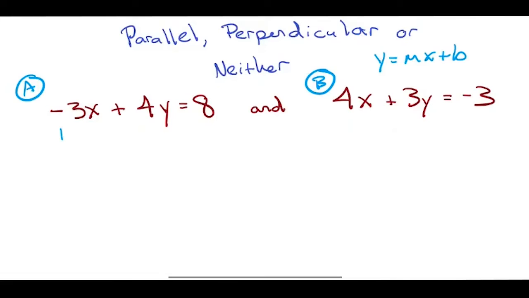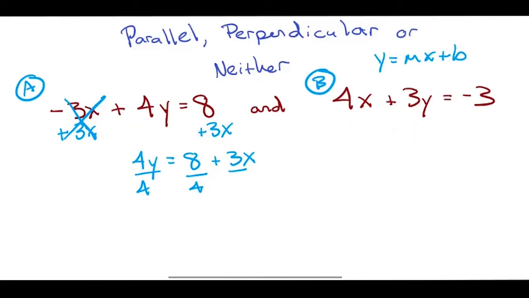So I'm going to first add 3x, because I'm going to try and get y to be by itself. So I'm going to add 3x on both sides, and that cancels that. So I'm left with 4y equals 8 plus 3x. Now I want y to be by itself. It's currently being multiplied by 4, so I'm going to divide it by 4. That means I need to divide everything by 4. That cancels, so I'm left with y equals 8 divided by 4 is 2. 3 divided by 4 is just 3/4 x.